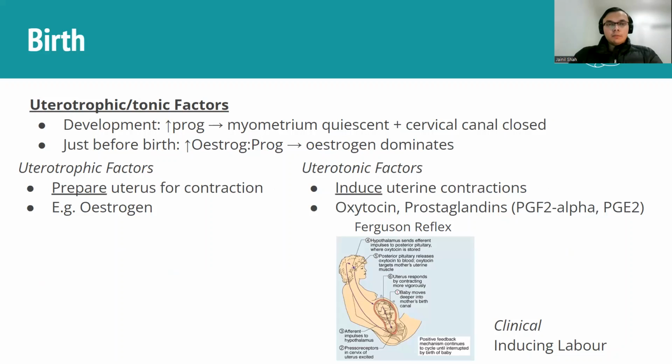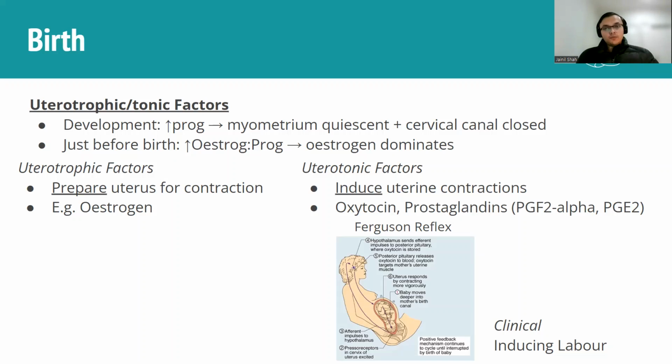So during development of the fetus, you might remember we talked about how there's a high level of progesterone present during pregnancy. And that progesterone's high levels is what makes the myometrium, or the muscular component of the uterus, be sort of quiet, relaxed, and not really doing much. And also keeps the cervical canal closed so that there's no changes that would cause birthing to happen early. But just before birth, the ratio of estrogen to progesterone gets much higher, so the estrogen dominates. And that's what drives the birthing process.